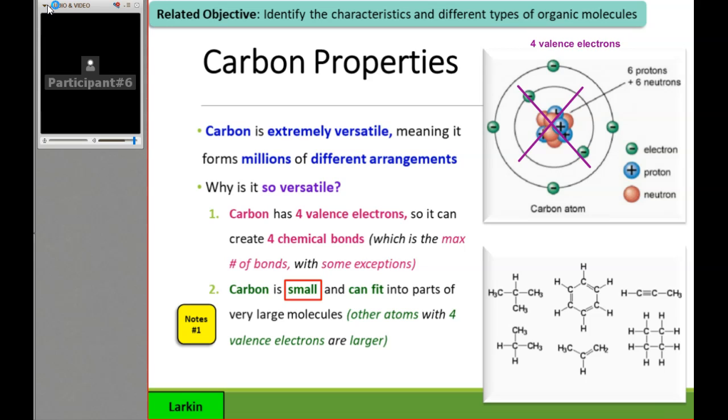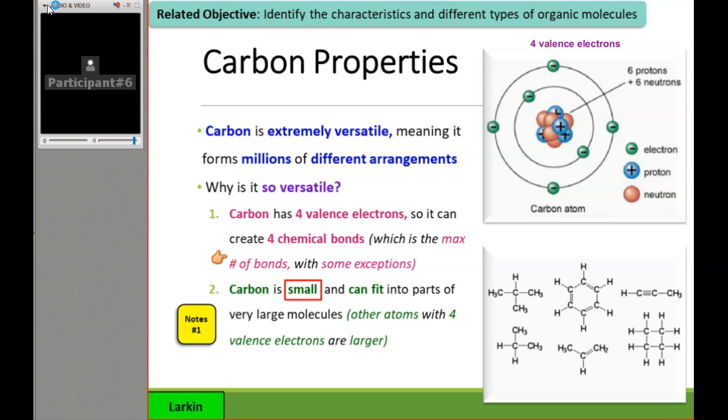But most of the time, carbon actually does not participate in ionic bonds. Most of the time, it participates in covalent bonds. And when it participates in covalent bonds, it can actually create 4 chemical bonds, which for most atoms is the maximum number of bonds that could be created, with some exceptions like silicon, for example.